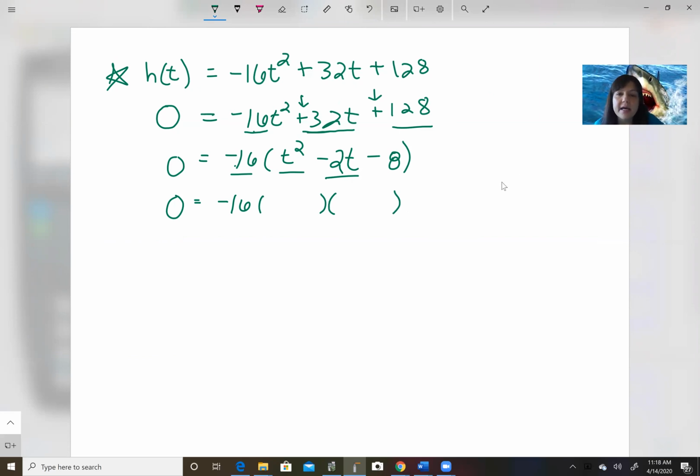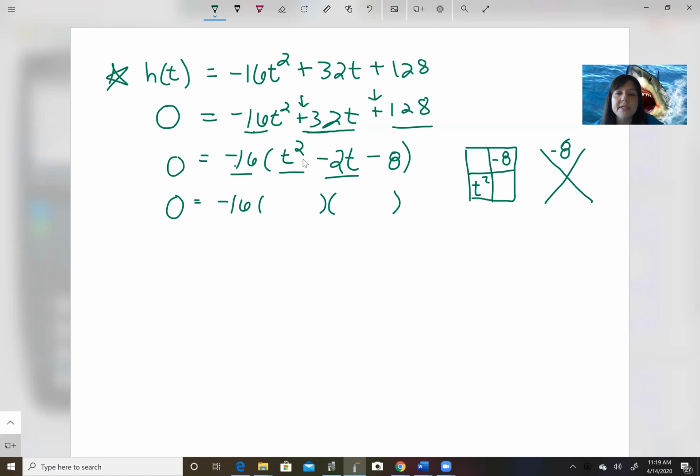So now you can go ahead and do your X box. So here's our box. And here's our X, remember this? Now, because there's no number in front of the t squared, or it's just 1, you could just do it in your head, but let's go ahead and review our X box. So we're gonna put the first term, t squared, and the last term, negative 8, diagonal in the box. Okay, then we're gonna multiply the coefficient of t squared, which is just 1 times -8, and we're going to put that in the top of our x.